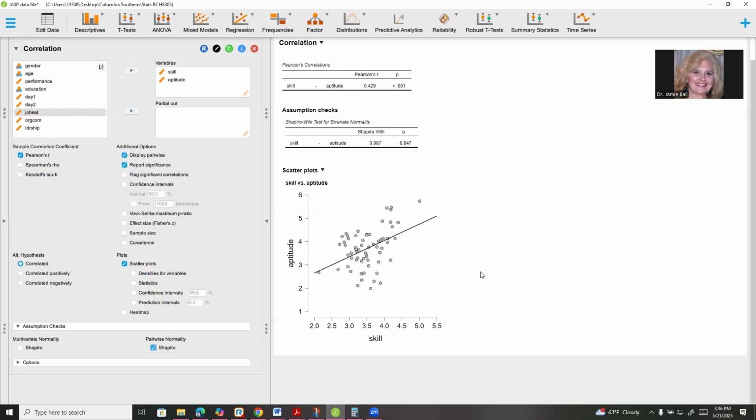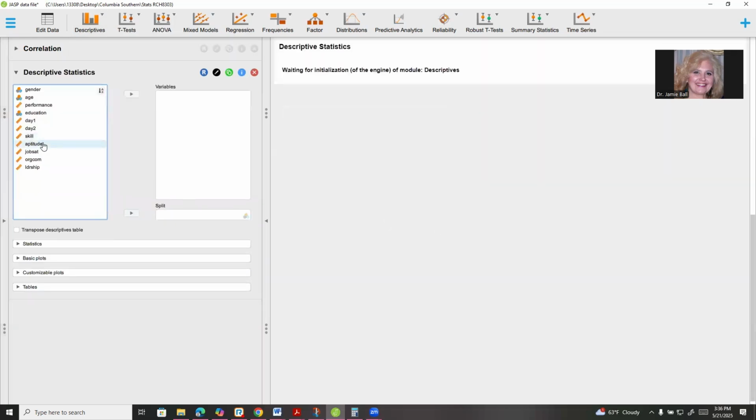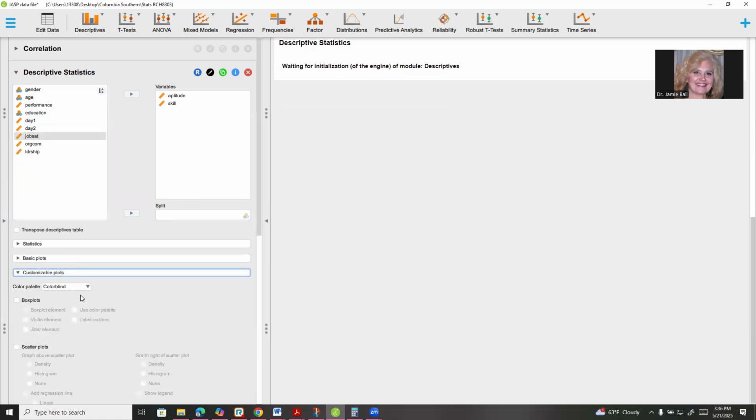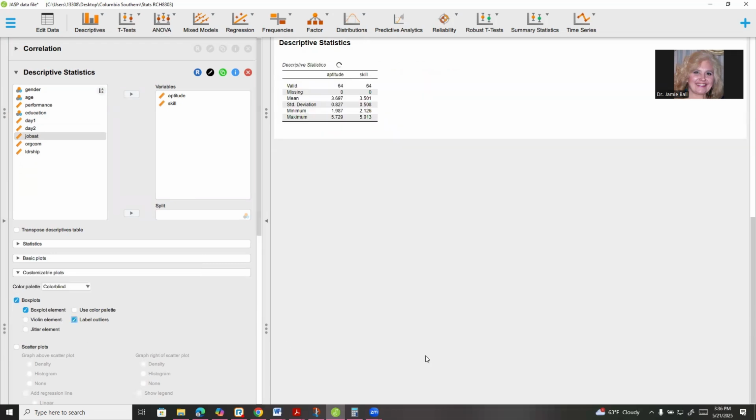Okay. Now, we also inspect a box plot for significant outliers using a Pearson R. Let me show you how to do that again, because we have to do a little bit more to determine if the outliers, if there are any, are significant. So now I'm going to go back to descriptives, and I'm going to select descriptive statistics. And again, I have to move my variables back to variables, and I'm going to go to customizable plots, and I'm going to select box plot element, and label outliers.